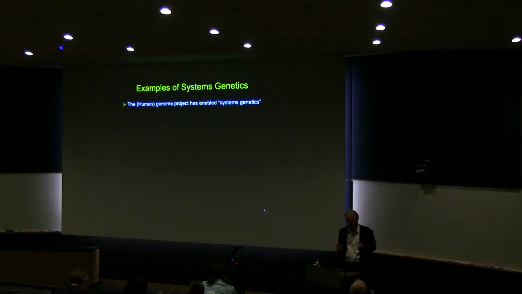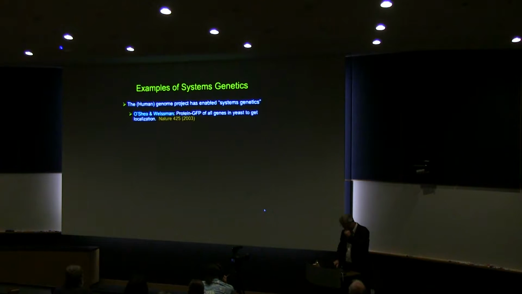But what we can do is systematically explore the genetics of a genome by basically lighting everything up, looking and seeing what's going on and what's happening. And I call that systems genetics, not systems biology. There are several examples of this.